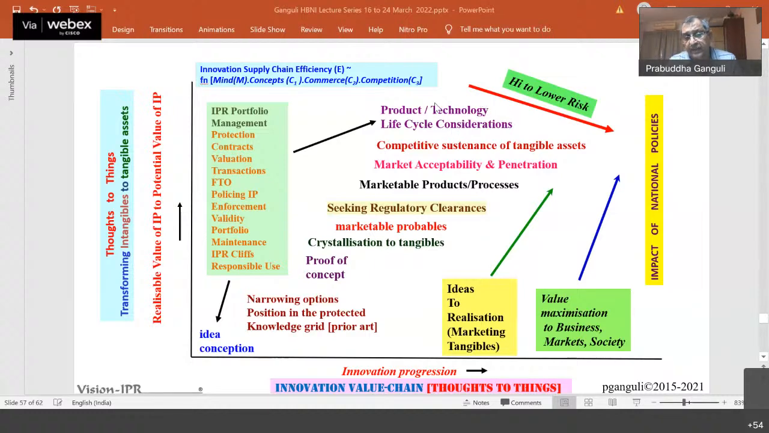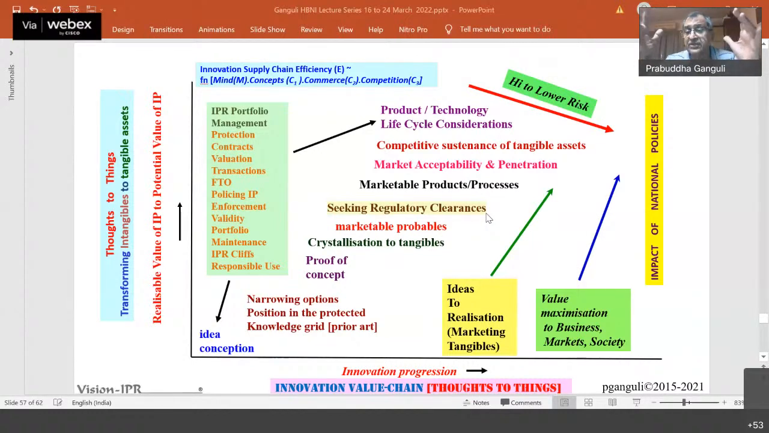And then when it comes to the technology life cycle and the product life cycle, it will start going down. And then immediately at that stage, I take a call. Do I want to still hold on to my intellectual property, or do I want to let it off, or just simply let it go? So all these are considerations that I need to have when I'm doing my work.